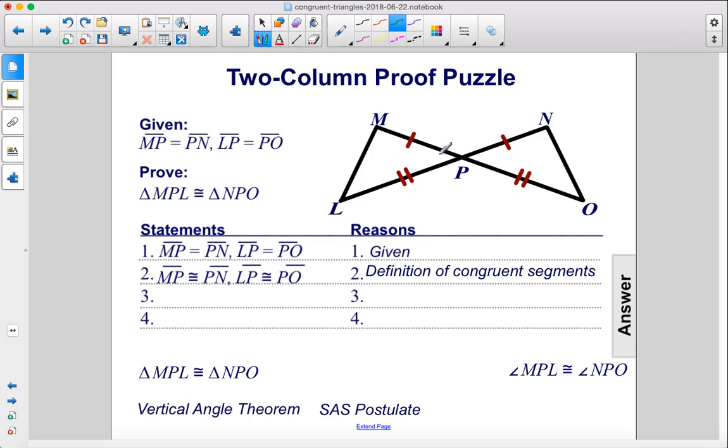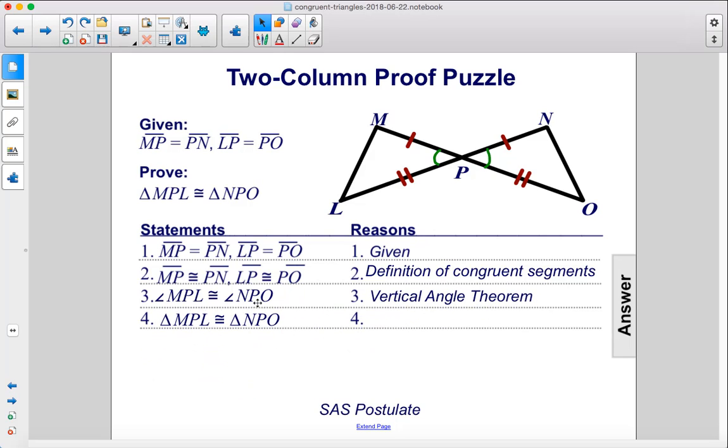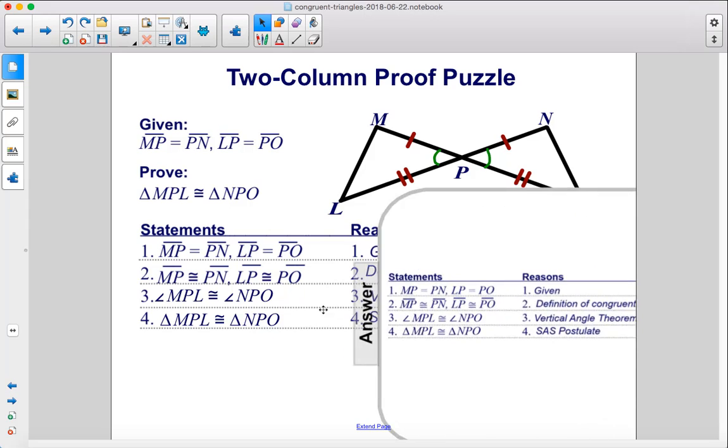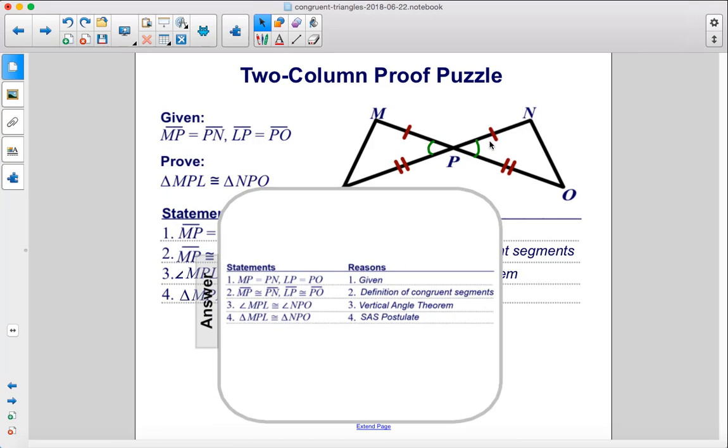Next, we see that this angle here is congruent to this angle here because they're vertical angles. So, angle MPL is congruent to angle NPO because of the vertical angle theorem. Therefore, the two triangles are congruent because of side angle side postulate. We see that there is a side that is congruent, a pair of sides that are congruent, the included angle, and another pair of congruent sides.